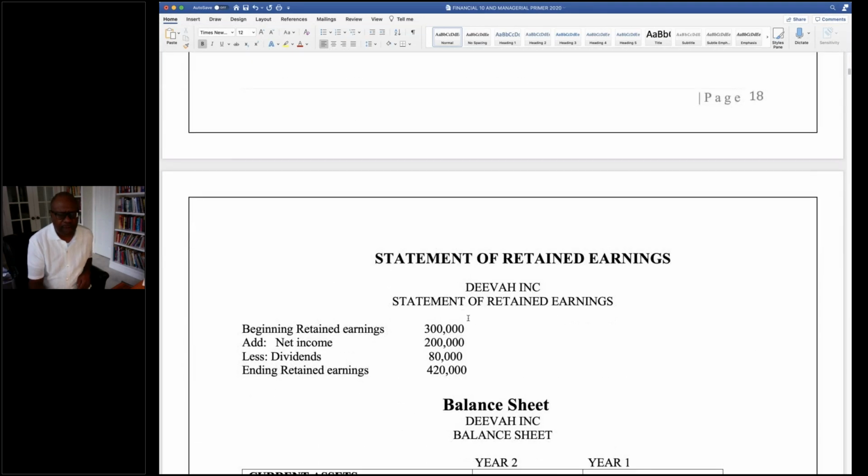Then we have the statement of retained earnings. What the statement of retained earnings is going to do is say, given that you had previous earnings and net income, what were the dividends paid, how much of the earnings have been retained in the business. So this statement always looks like this: beginning retained earnings plus net income, or minus a loss if you had that, less dividends gives you the ending retained earnings.